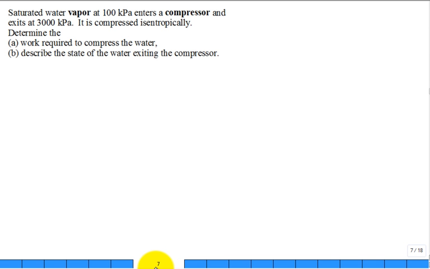Same pressure, same substance. It's water. Everything's the same, but instead of putting it into a pump, I changed the word to compressor. And instead of putting in saturated liquid, what do we put in? Saturated vapor. Do the same problem and tell me, what is the work required to compress the water, to boost the pressure of the water from 1,000 kilopascal to 3,000 kilopascal? How would you calculate it?